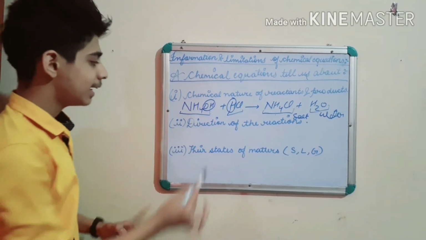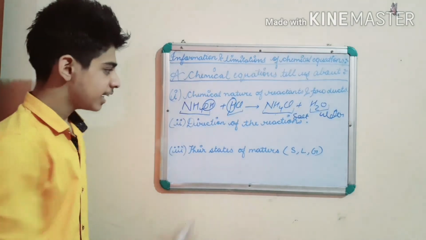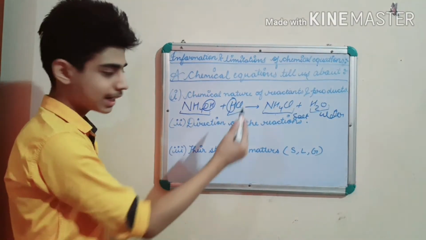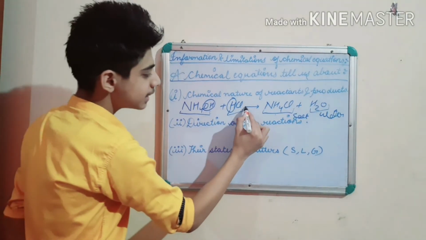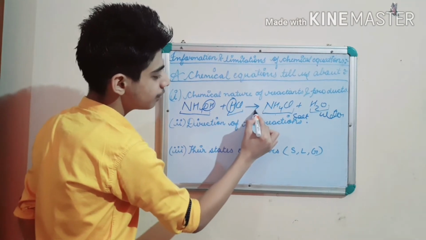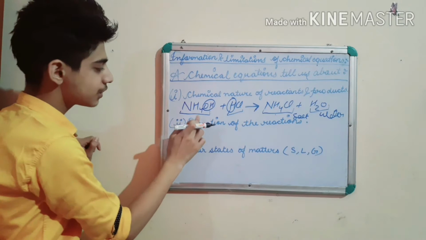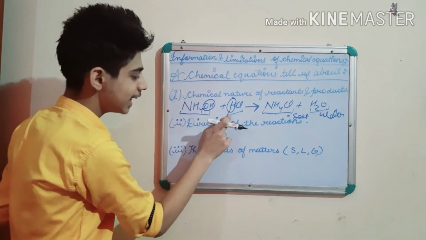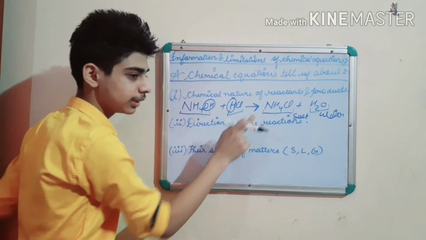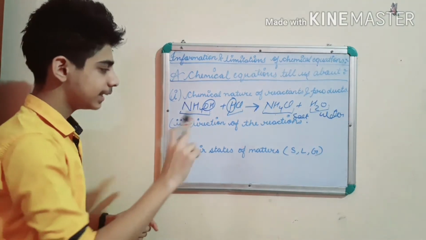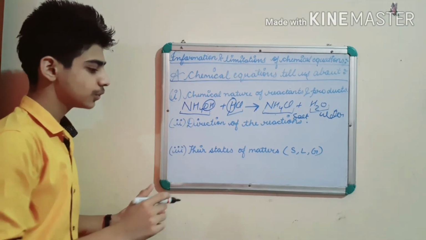The second point is the direction of the reaction. As we have seen in the first example only, let me make it clear with this only. This is the direction of the reaction. This shows that if this reaction proceeds in this direction, it cannot be reversed, and there are some more examples to show it.